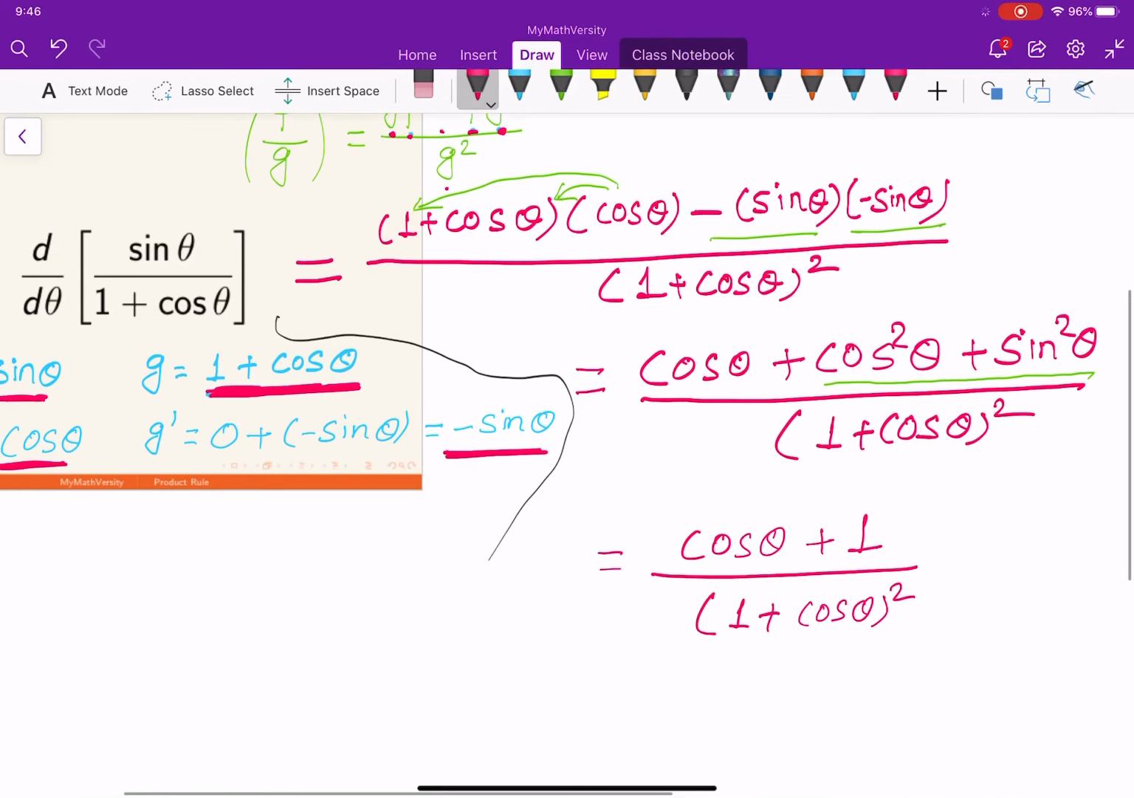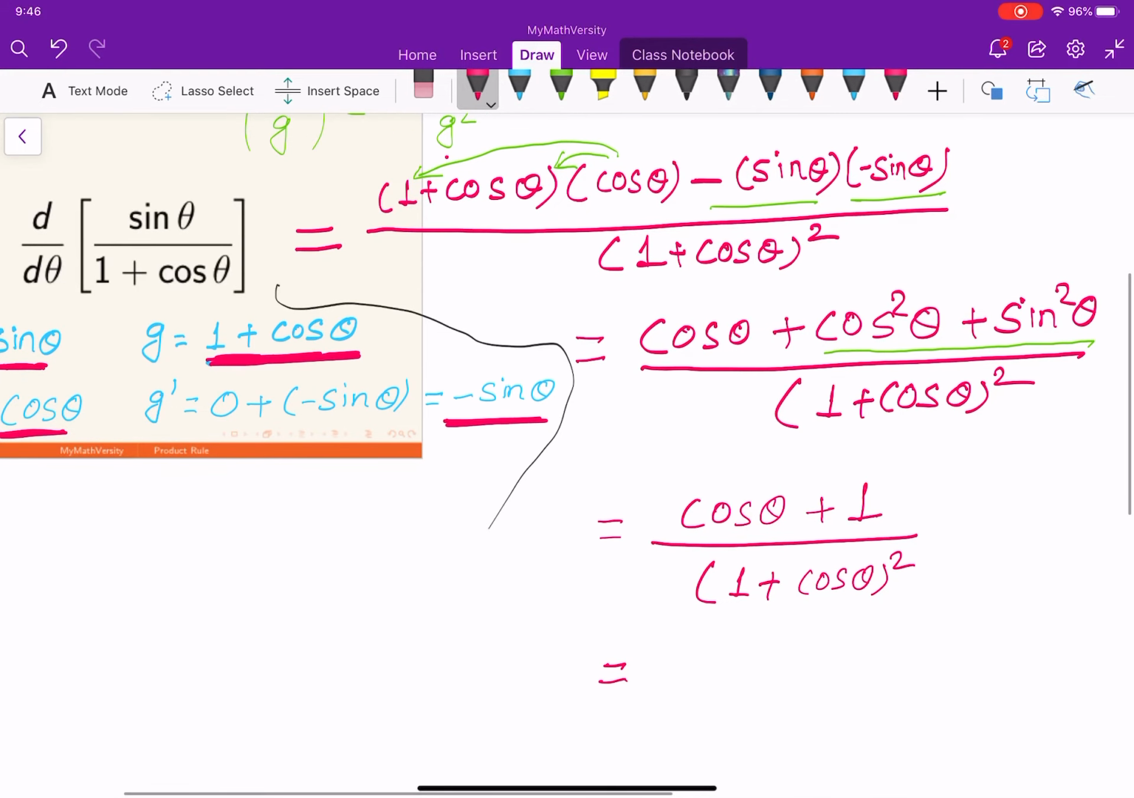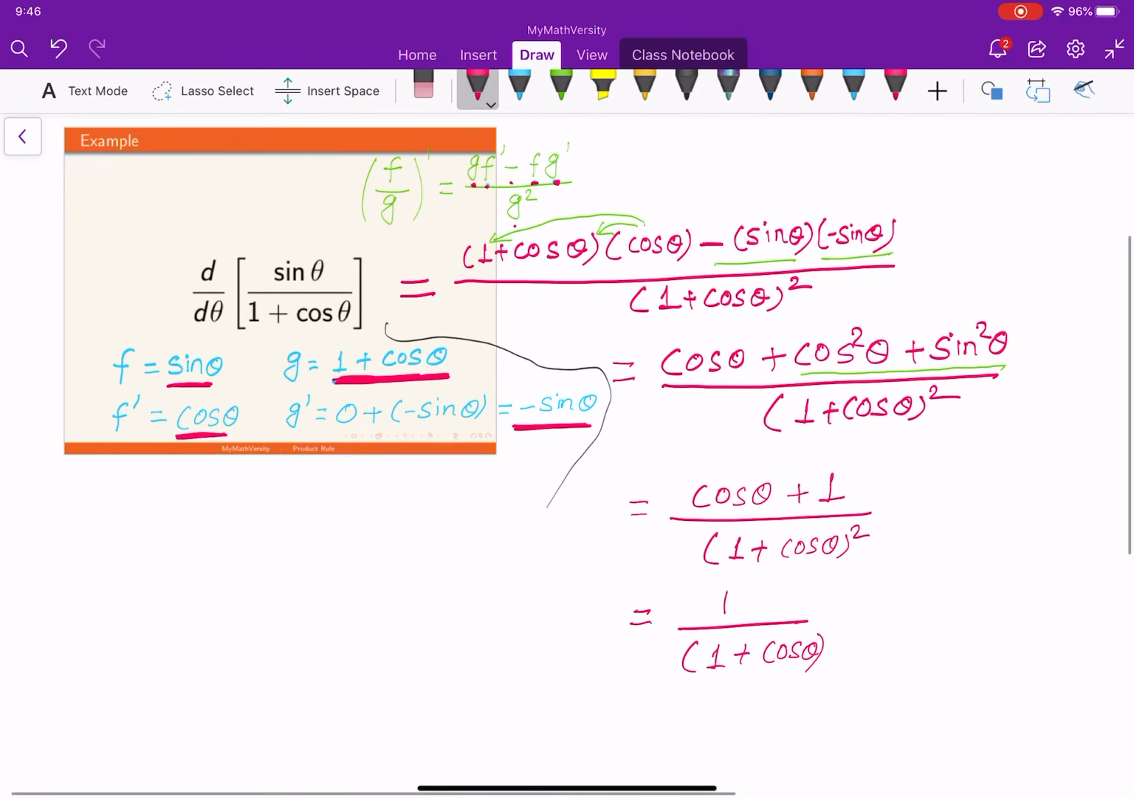Underneath that we have 1 plus cosine theta, squared. Wow, we have a nice simplification here, because I see a common factor at the top and bottom. We have 1 plus cosine theta at the top, and at the bottom we have the square of 1 plus cosine theta. We can cancel the common factor, and we will have 1 over 1 plus cosine theta as the simplification of the derivative we found using the quotient rule. So the derivative of the given function is 1 over 1 plus cosine theta, and this is the simplified form.